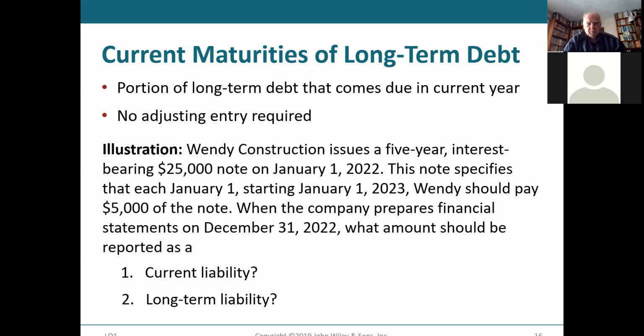So here we go. Wendy Construction issues a 5-year interest-bearing note, $25,000 on January 1, 2022. It specifies that each January 1st, starting in 2023, Wendy should pay $5,000 of the note. What amount should be reported as a current liability? The answer, if there's a God in heaven, will be $5,000, and the long term would be the difference, okay?